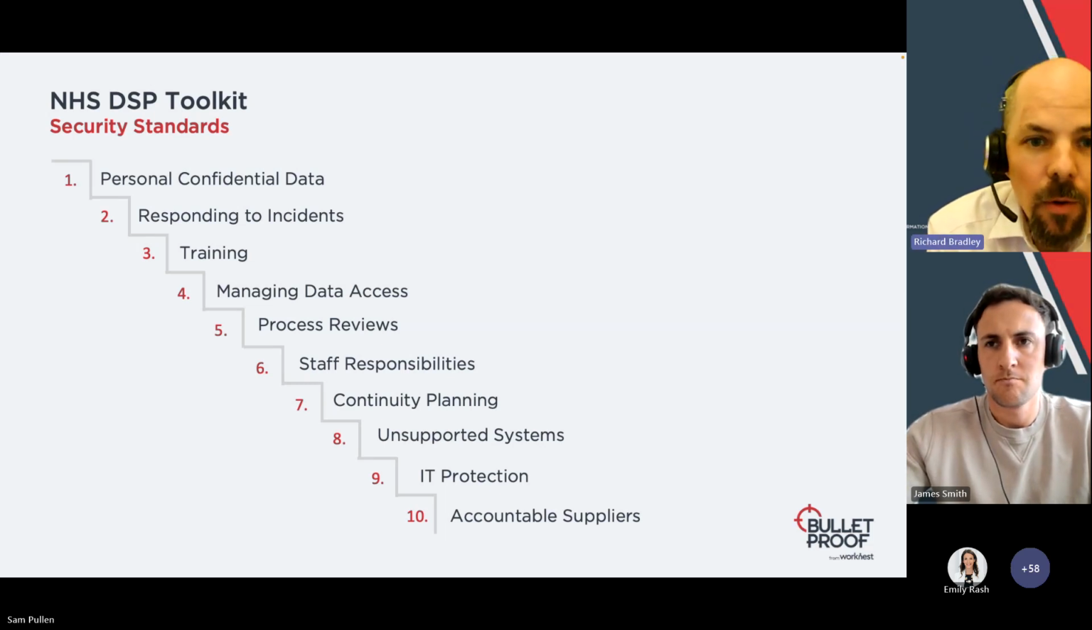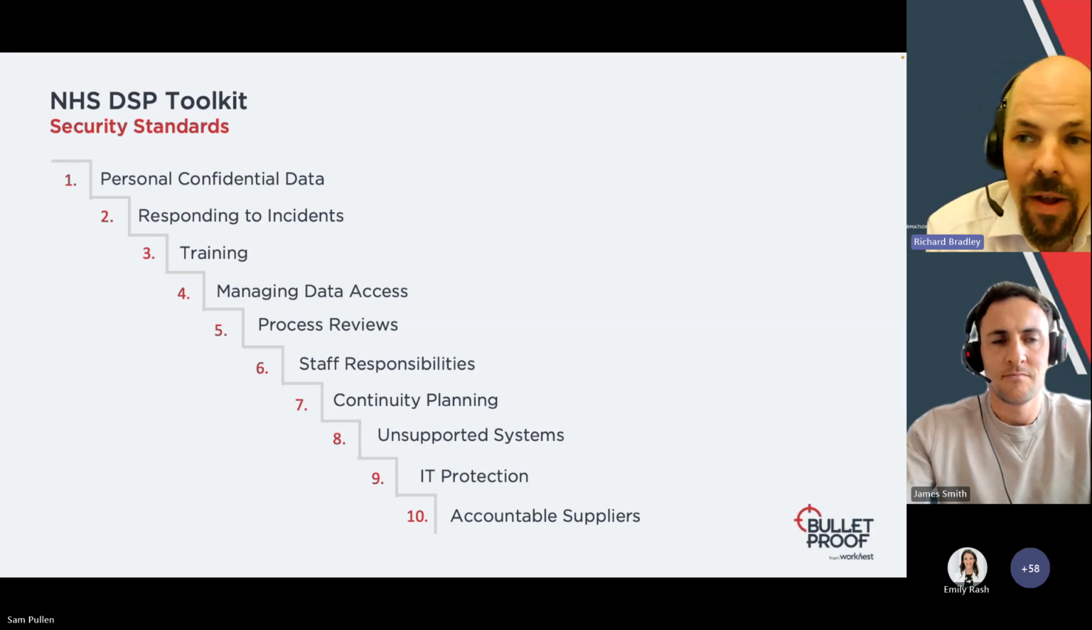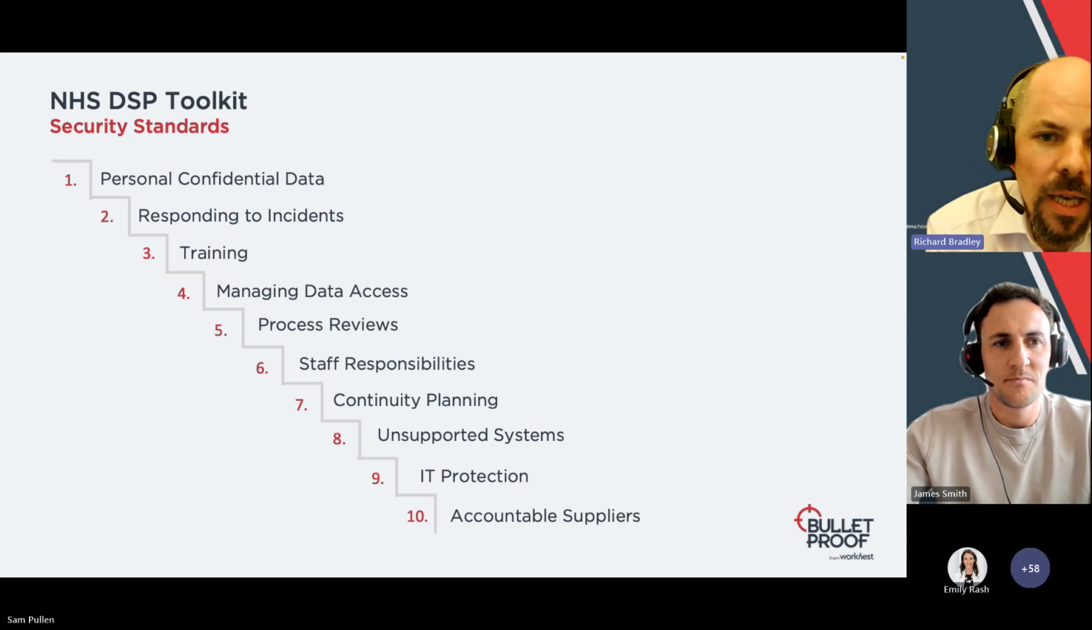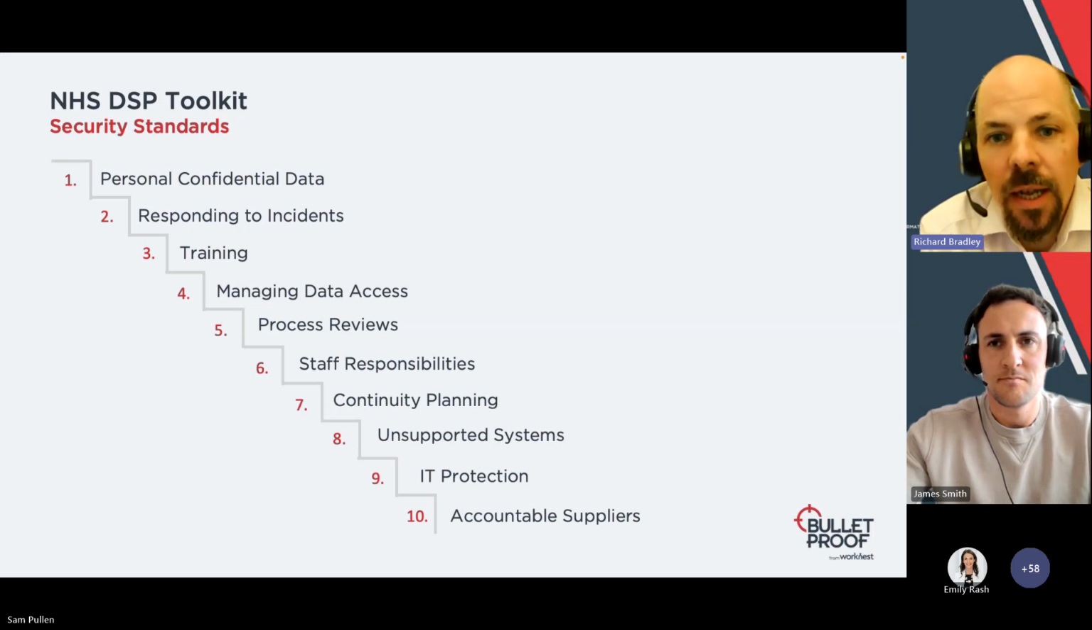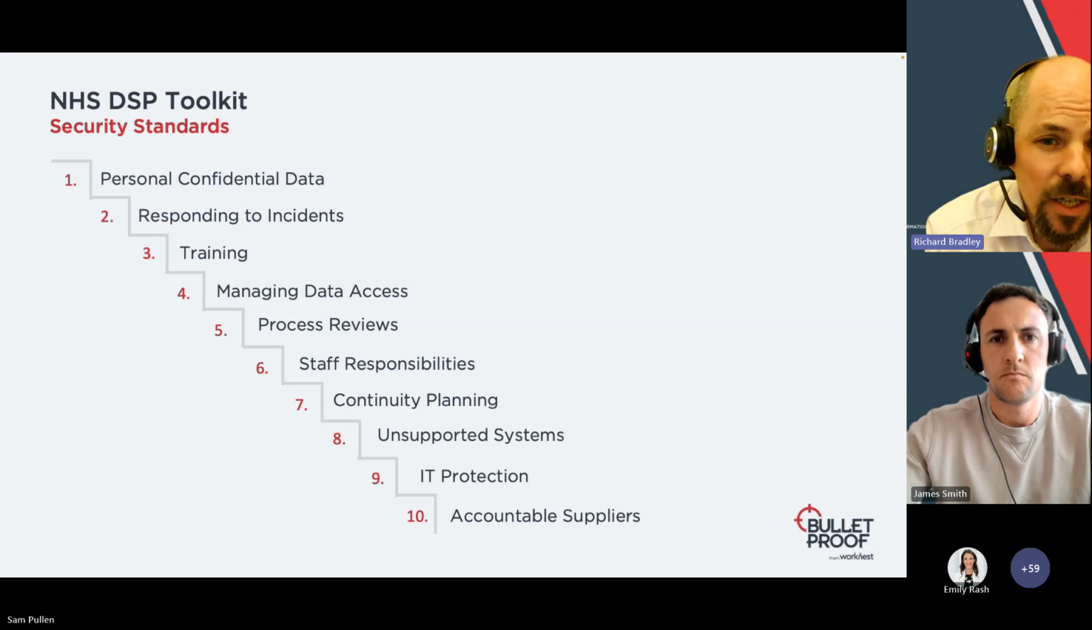Second to last, we have IT protection. So this is how we're going to respond to cyber threats or prevent them as well at the same time. So we're looking at network components, passwords, MFA, pen testing, perimeter security, single sign-on, all of those sorts of considerations around cyber. So there is quite a lot to that section.